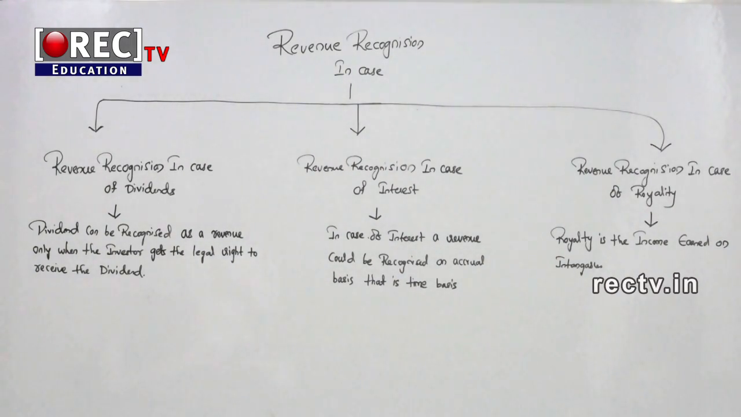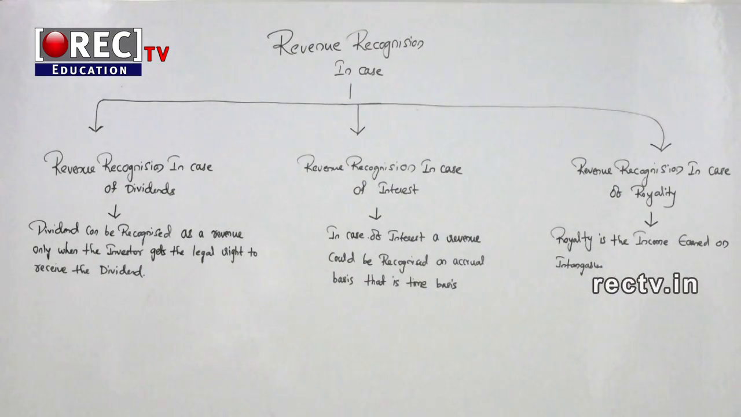And revenue recognition in case of interest. Here in case of interest, revenue could be recognized on accrual basis, that is time basis. That is, if the interest is accrued but not due. Here this interest is also subject to the condition that it should be measurable and collectable. And last, revenue recognition in case of royalty.